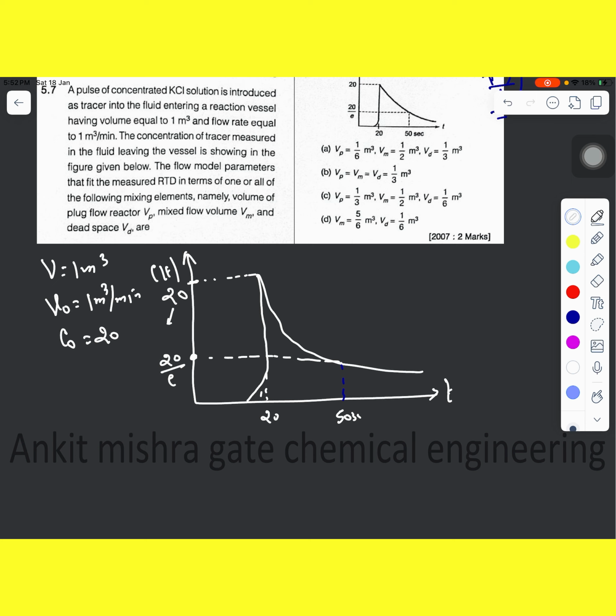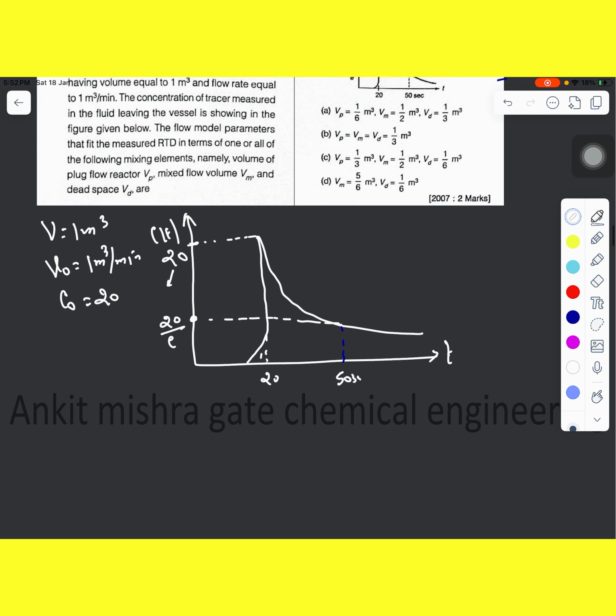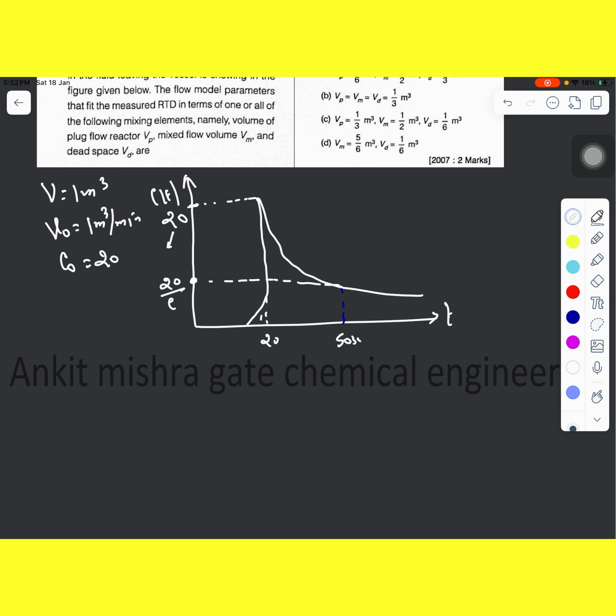Now you are supposed to calculate here. Since these kinds of models exist, in these models you are supposed to understand what the residence time is and all of these things for the CSTR, PFR and dead zone also. In this model they have given that the flow model parameters fit the measured RTD in terms of one or all of the following mixing elements, namely the volume of the PFR. So they are trying to tell you there is a model that works in this kind of problem.